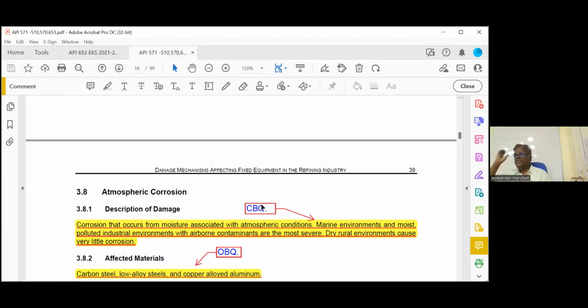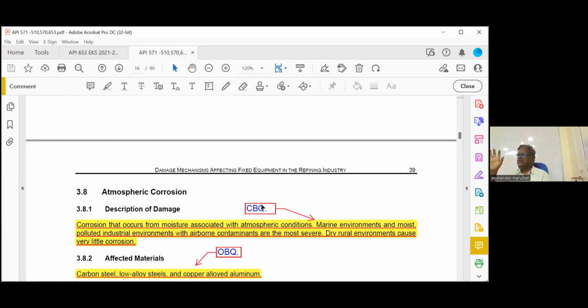Wet, polluted industrial will be 5 to 10 mils per year. You have to remember this value. Wet rural will have 1 to 3 mils per year. Dry rural will have less than 1 mil per year, a very low rate. Another important point, I will just state the key points, then we will go through the project.